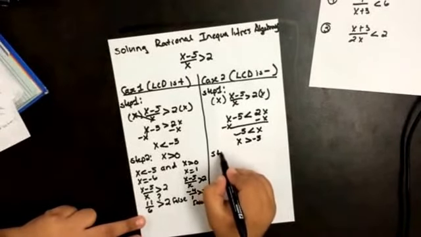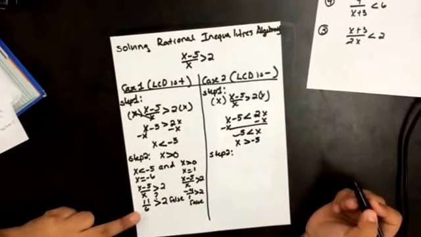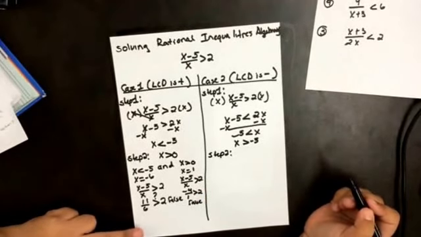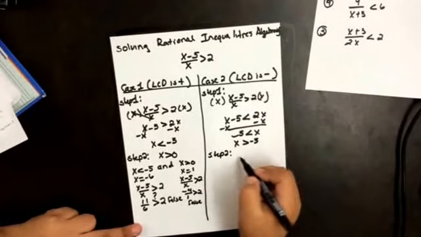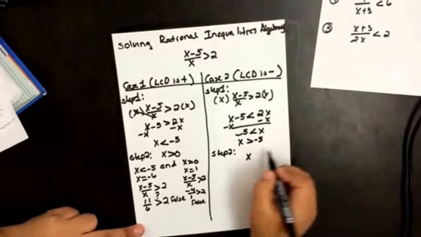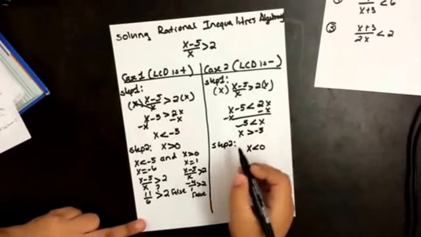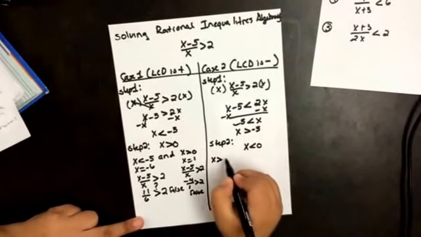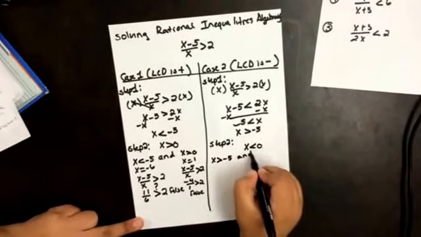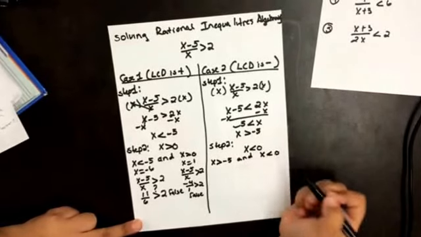Step 2. We want to consider the sign of the least common denominator. In this case, it was negative. So we're going to set x less than 0. So as you can see, we have two possible solutions. x greater than negative 5, and x is less than 0.